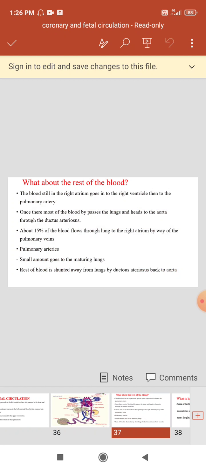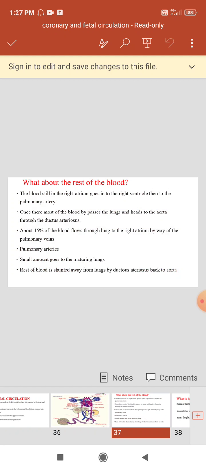So next, what about the rest of the blood? The next question is where the rest of the blood went. The blood is still in the right atrium, goes into the right ventricle, then to the pulmonary artery. Once there, most of the blood bypasses the lungs and heads to the aorta through the ductus arteriosus.